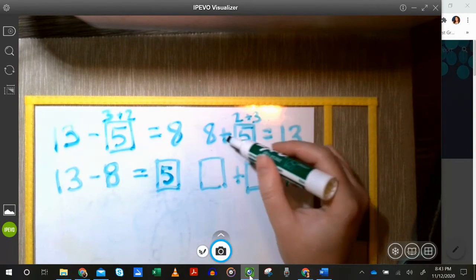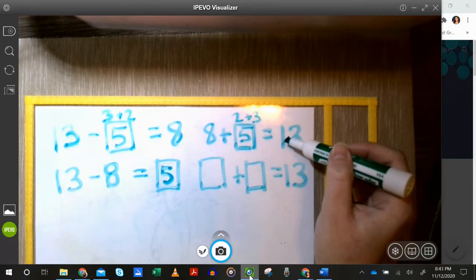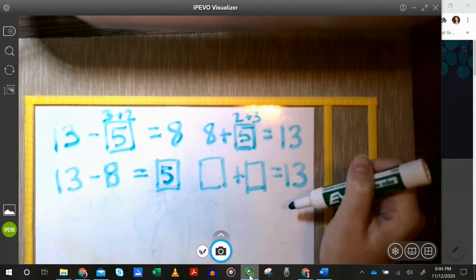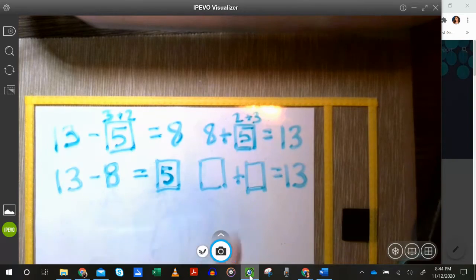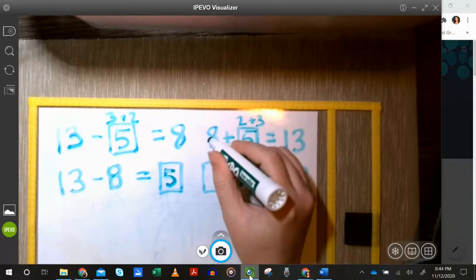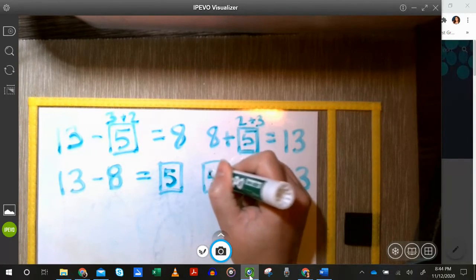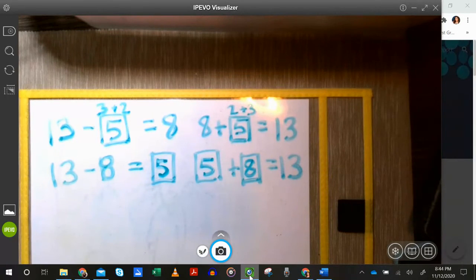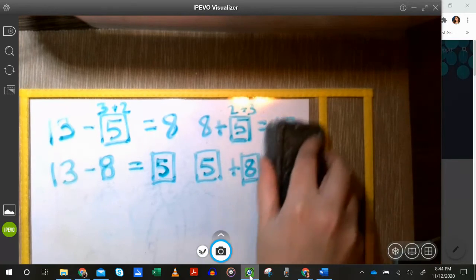If I have 8 plus 5 to make 13, what's the other way I can make 13 using these numbers? We can add in any order. To switch the addends does not change the sum. So I have 8 plus 5. I can switch that. 5 plus 8 equals 13. Okay? Okay, let's do another one with cubes.